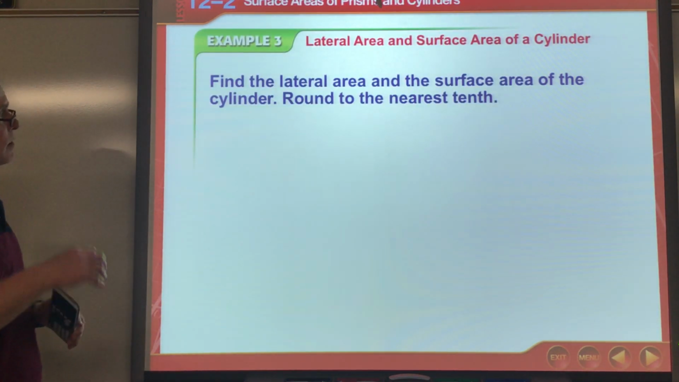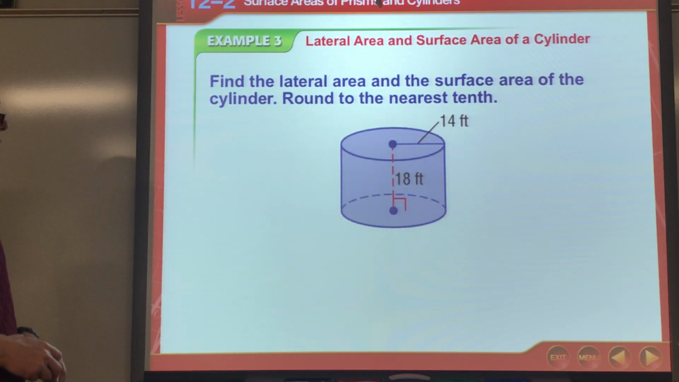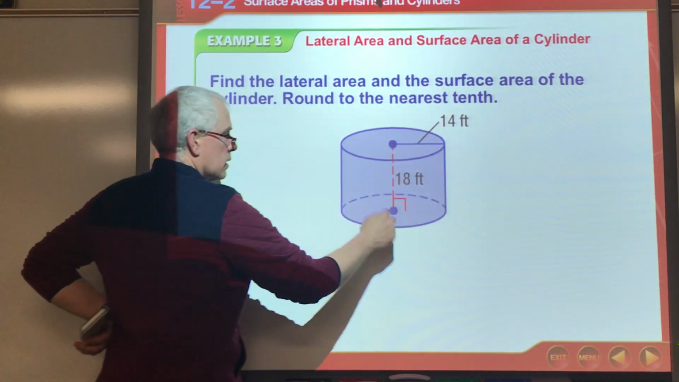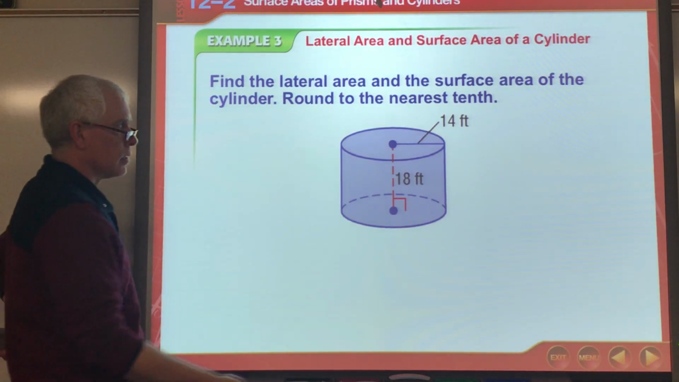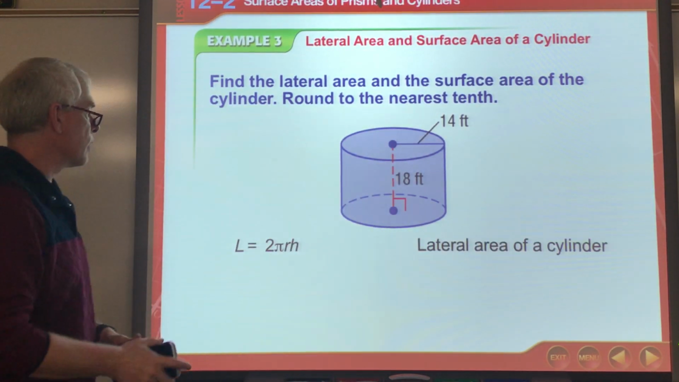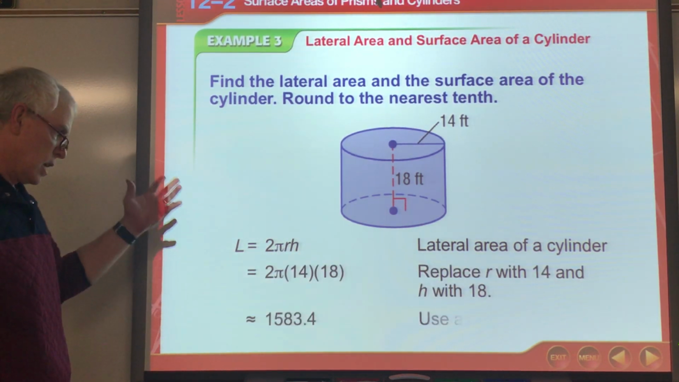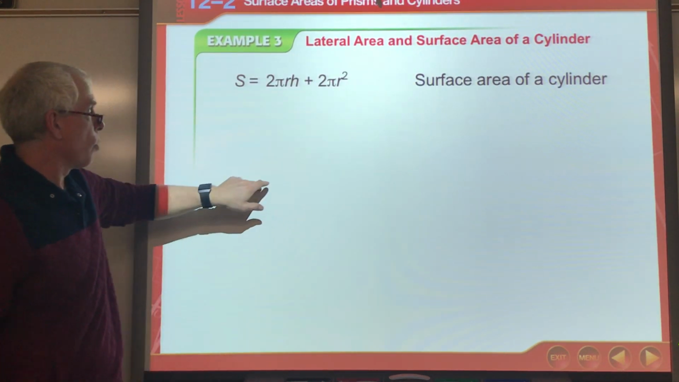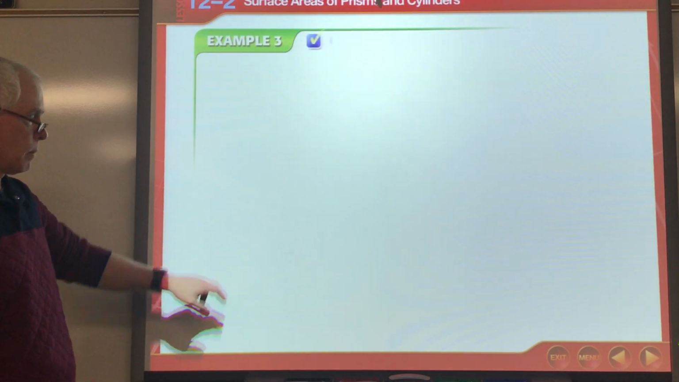So the first question, find the lateral area and the surface area of the cylinder. Okay, so lateral area, 2 pi r h, r is 14, h is 18. When I go to find the entire surface area, I've got to go plus 2 pi r squared. Well, again, r is just 14. So I've got everything I need to know here. Lateral area, r is going to be 14, h is going to be 18. There we go, 1583.4. Okay, surface area, I already know both those variables, so I just need to add in the 2 pi and then the 14 squared to get my area.